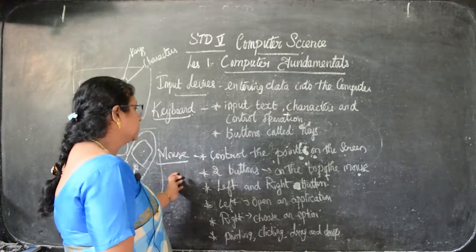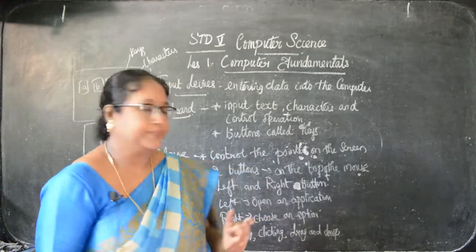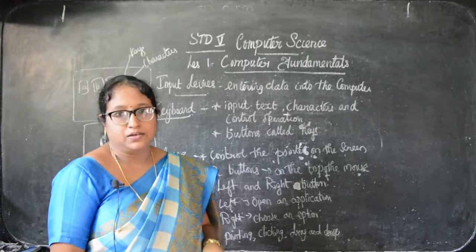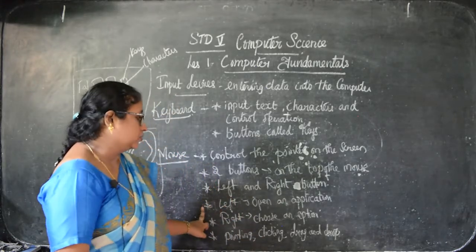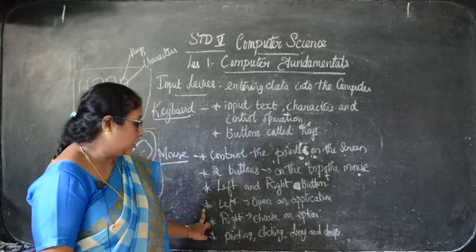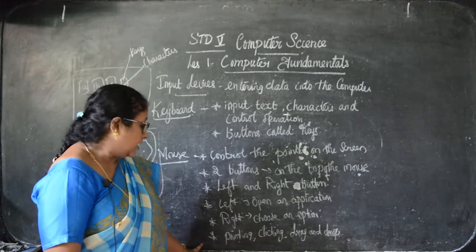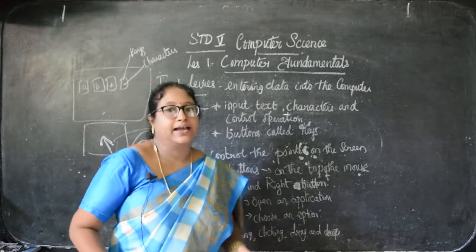So what does this mouse do, children? The mouse controls the pointer on the screen. Then it has two buttons on the top of the mouse, the left and right buttons. The left button is used for opening an application. Then the right button is for the user to choose an option. And it is used for pointing, clicking and drag and drop.